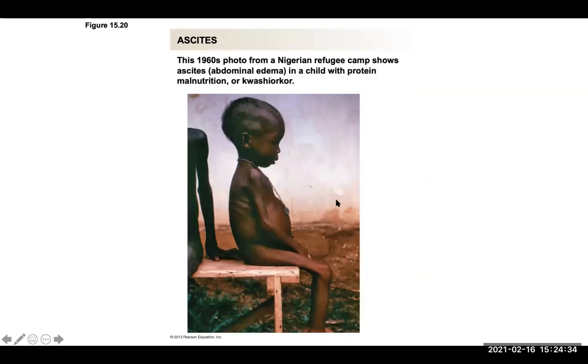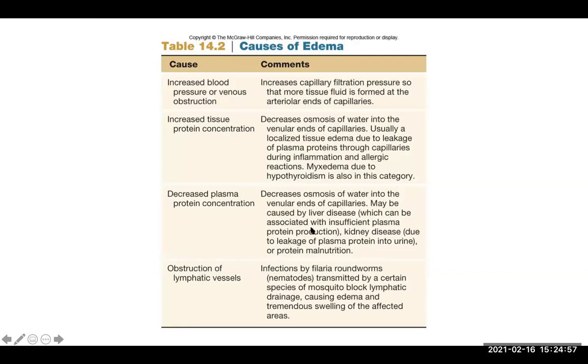So this is ascites. It's a photo from the 1960s of a Nigerian refugee camp. This individual unfortunately had severe malnutrition and caused edema in his abdominal cavity because of the decreased plasma protein concentration in his body that caused lots of wear on his body. There was insufficient amounts of the albumin and eventually caused liver damage, probably kidney damage as well.